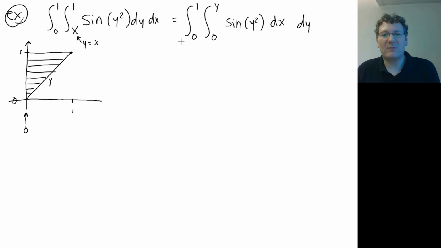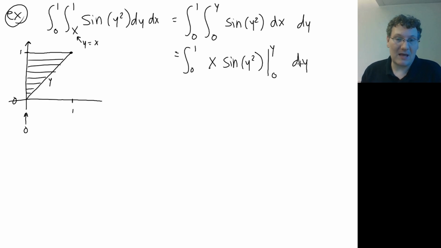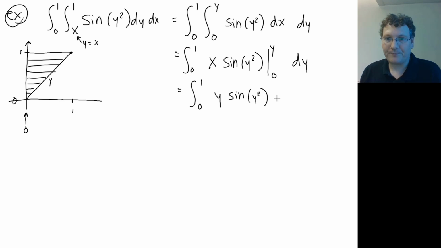Okay, so here's the reason why this is going to be better. This is going to be the integral from 0 to 1 of the integral of sine of y squared, because there's no x's involved, it's just going to be x times the sine of y squared, right? And I'm going to be going from 0 to y. Remember, y is not my variable yet. y is constant. So I'm going to be just getting the integral from 0 to 1 of y times the sine of y squared, dy.